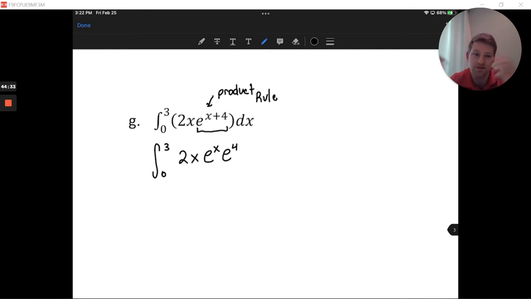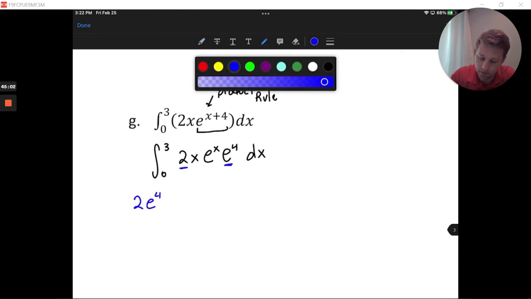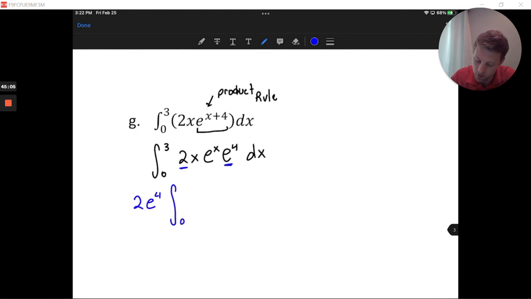Now, e to the 4th itself is just a constant term. So when I go to rewrite this a second time, I can divide this out into really two portions. One is just the 2, and one's the e to the fourth. So this 2 and e to the fourth can be brought out as constants. And then we have a new integral from 0 to 3 of x e raised to the x dx.